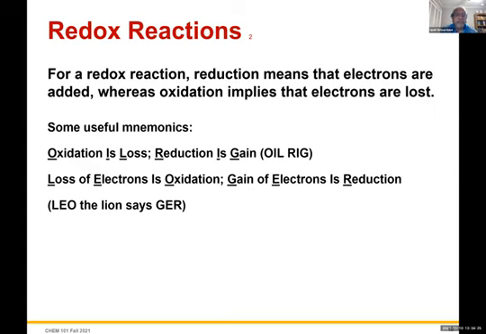We normally call it LEO. There was a lion in one of the Disney movies, Leo. Leo, the lion, says GER. LEO is the loss of electron, or oxidation. Gain of electron is reduction. You have to remember these two. Well, what is reduction and what is oxidation?